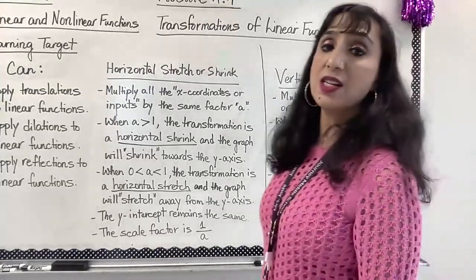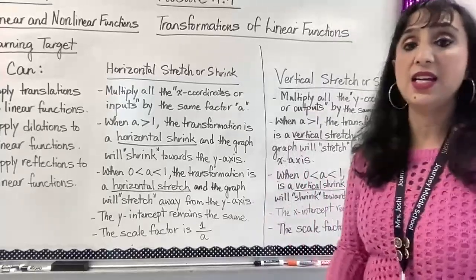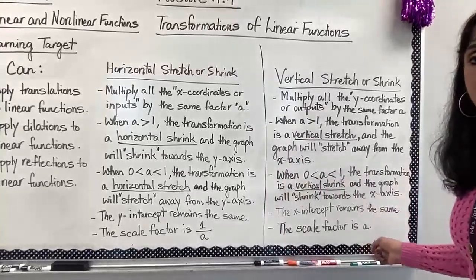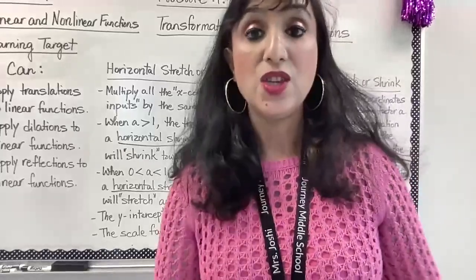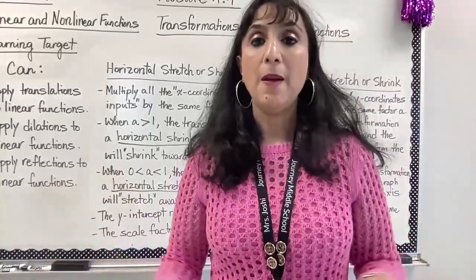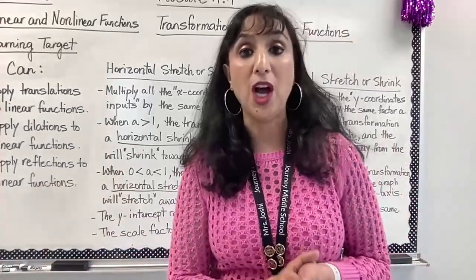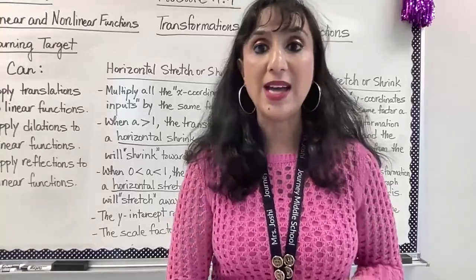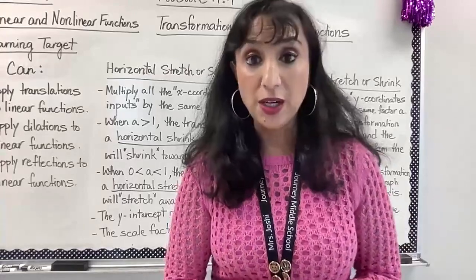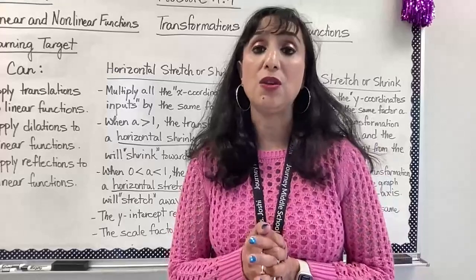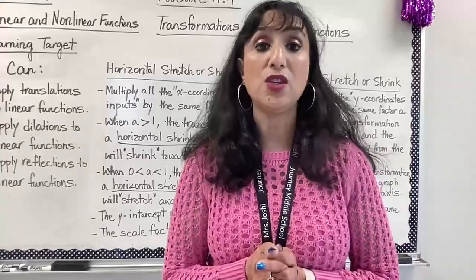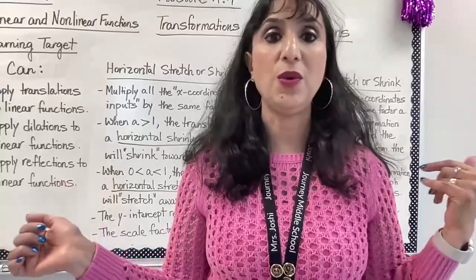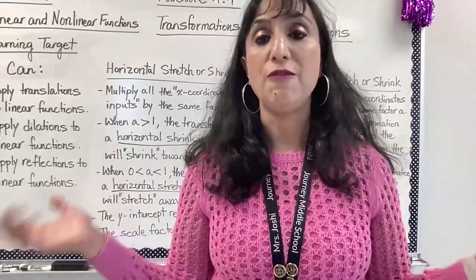And for the horizontal stretch or shrink, the scale factor is 1/a. And whereas for the vertical stretch or shrink, the scale factor is a. So that is the difference between them. But I just showed you how to make up a table, and then after that to graph the ordered pairs on a graph next to the parent graph. So you can do that. But this is basically, I just wanted to show you a quick difference between the horizontal and the vertical dilations.